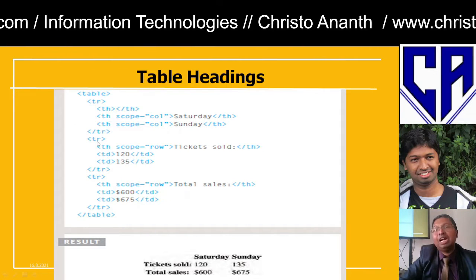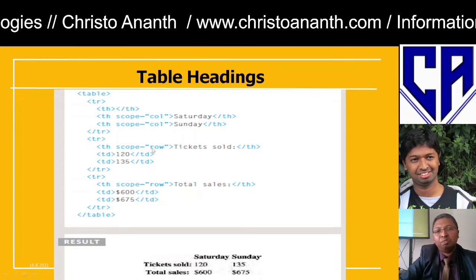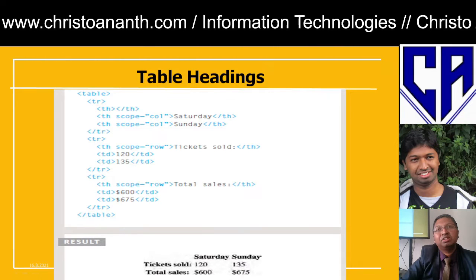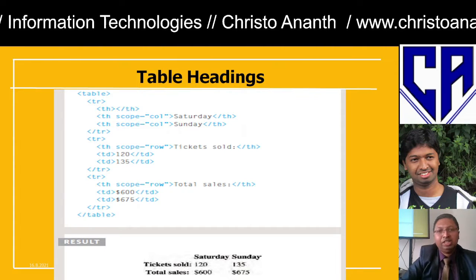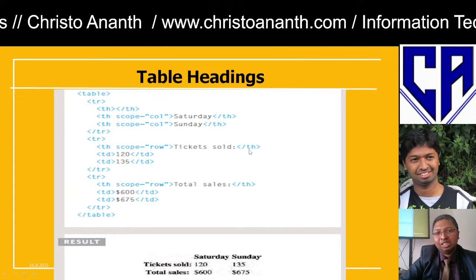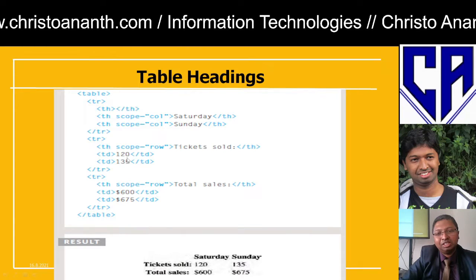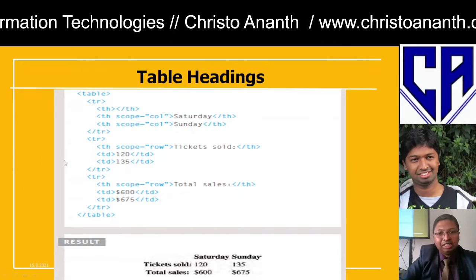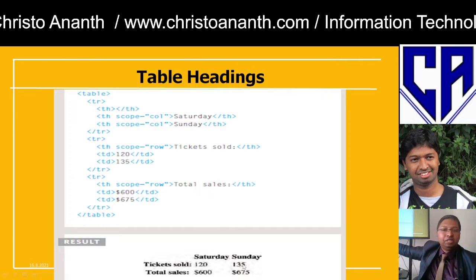Now again you start with another table row. Now th scope row. What is the meaning of th scope row? It is a row heading. What is the row heading? Tickets sold. Then you close the th. Now again table data 120. That is one element. And then td 135. That is another element.